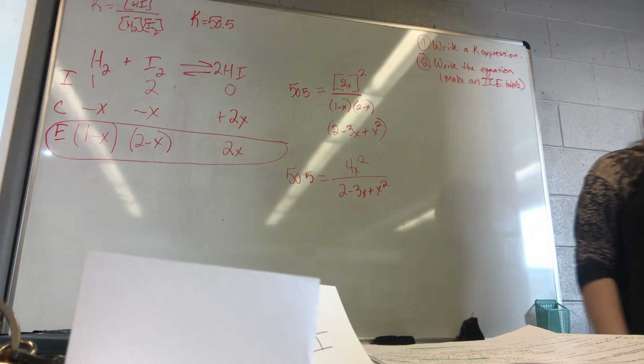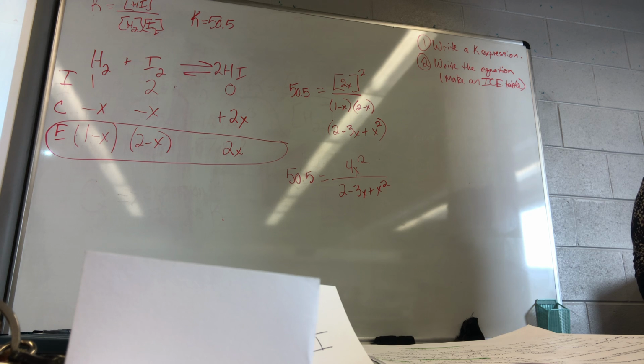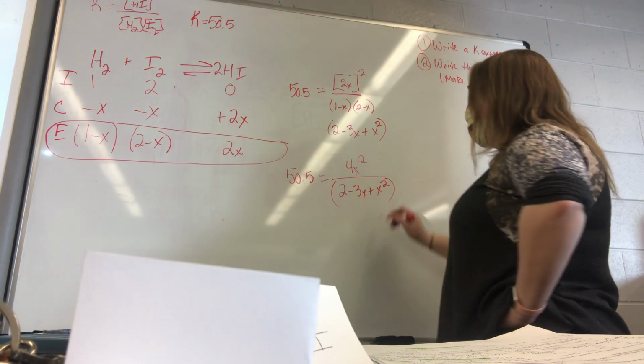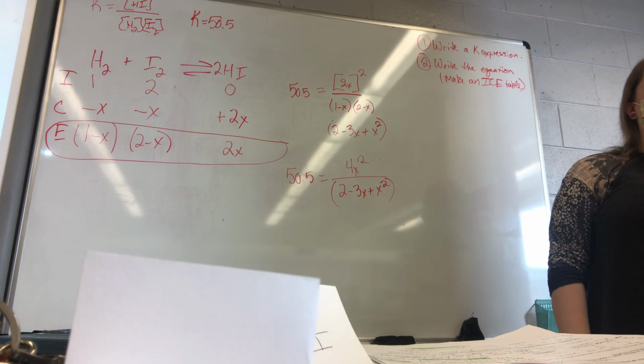What do I do next? How do I get this into a solvable quadratic formula? We gotta get everything onto one side, right? Doesn't the quadratic formula say ax squared plus bx plus c equals 0? Yeah. So we gotta get 0 on one side. So I'm gonna multiply the stuff on the bottom of my fraction over.